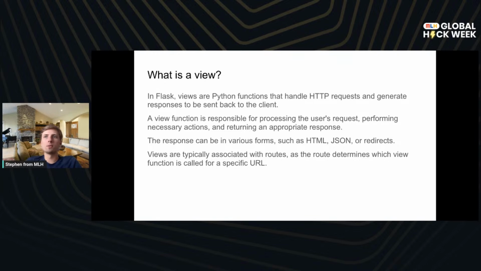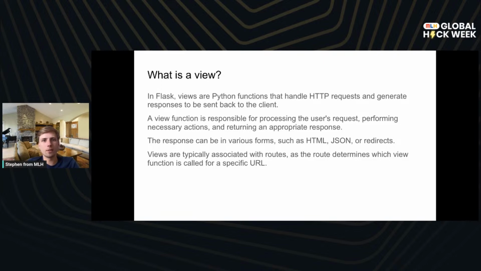A view function is responsible for processing the user's request, performing necessary actions, and returning an appropriate response. So that response could be in various forms. We're going to look at a lot of these different forms, such as HTML. For example, views could return an HTML object to be displayed, a JSON object for storing data, or a redirect. So they could redirect you to another website or another path.